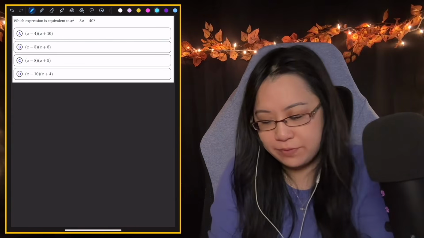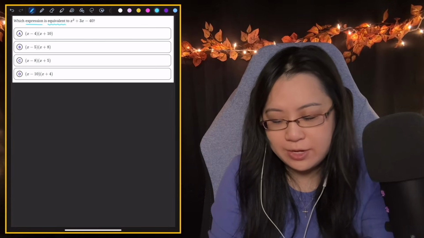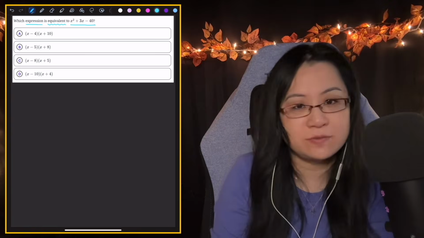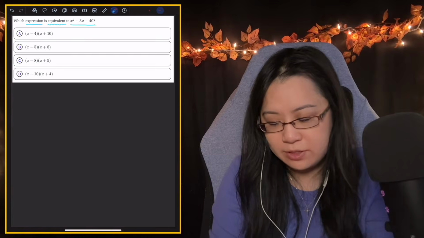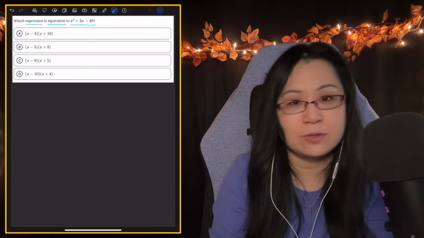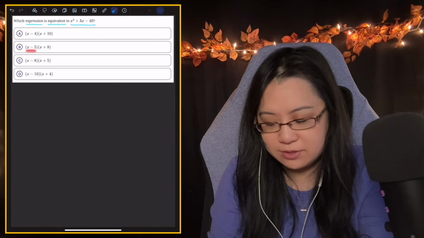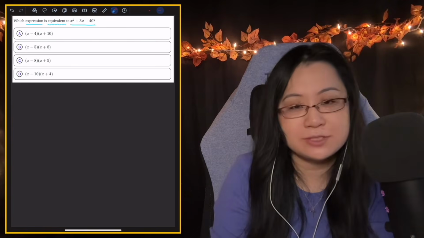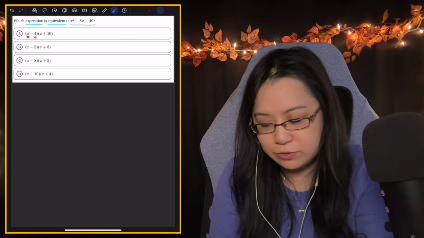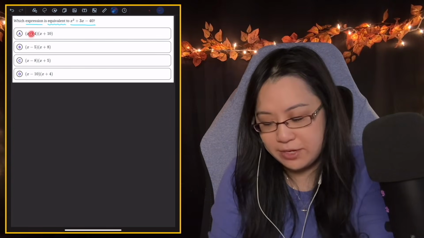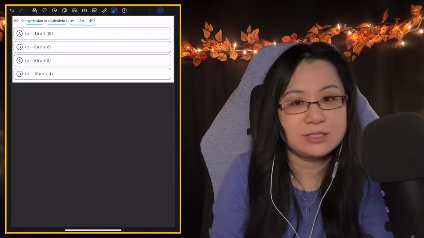Question number 2. Which expression is equivalent to x squared plus 3x minus 40? And again, this is a multiple choice question. So we can see here in each of our possible answers, we have something multiplied by something, stuff times stuff, and more specifically, it's a binomial times a binomial. So we have 2 terms, binomial, separated by a minus or a plus. 2 terms separated by a minus or a plus.